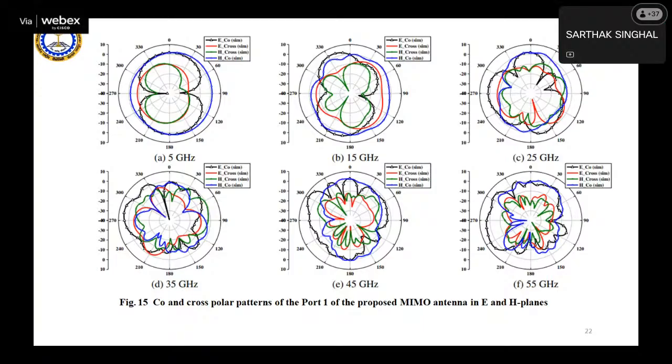But as we kept on increasing the frequency, the difference between the levels of co and cross polarization components of E plane and H plane is getting reduced, and in some cases the E plane cross-pole patterns have a higher level than the co-polarized pattern.